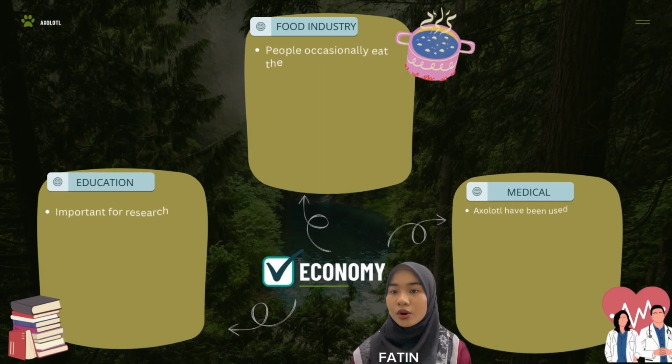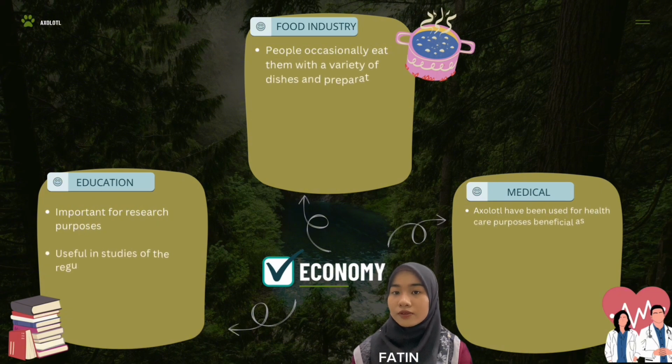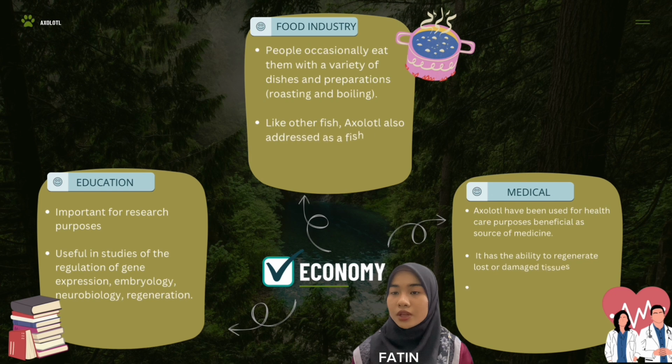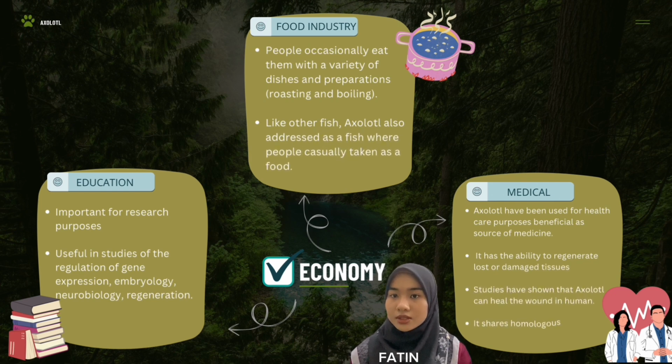Second aspect is the economy. Axolotls are generally important for the circulation of the economy in terms of education, food industry, and also medical purposes. Researchers use axolotls as subjects in their research. They are useful in studies of the regulation of gene expression, embryology, neurobiology, and regeneration. Next is the food industry. People occasionally eat axolotls with a variety of dishes and preparation methods, either roasting or boiling them. Like other fish, axolotls are also regarded as a fish where people casually take it as food.